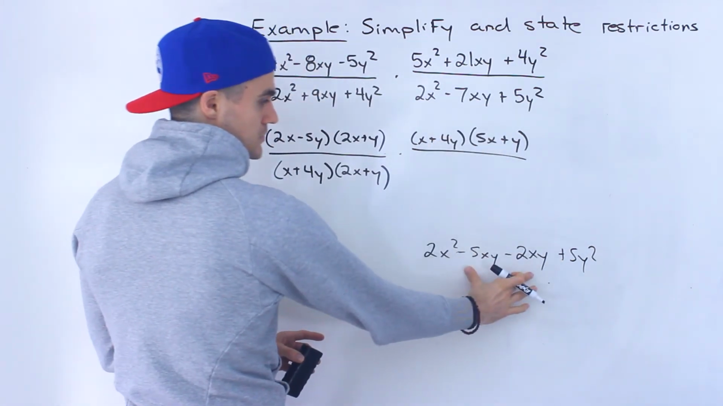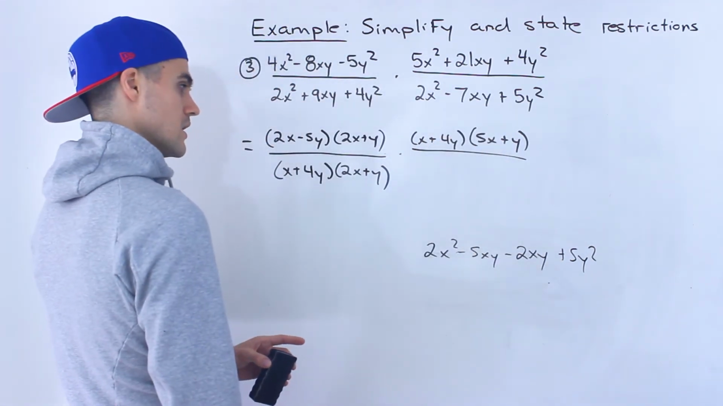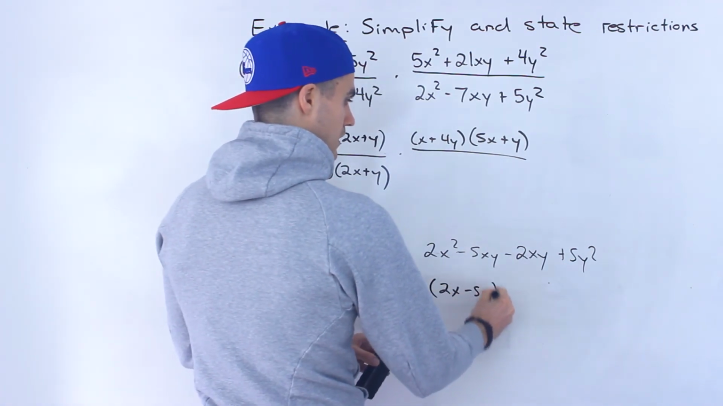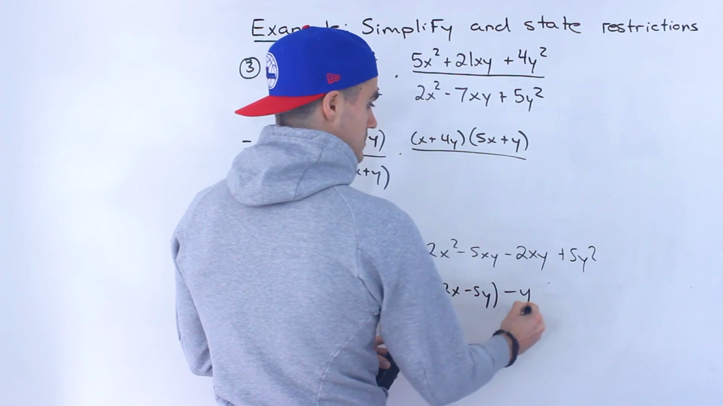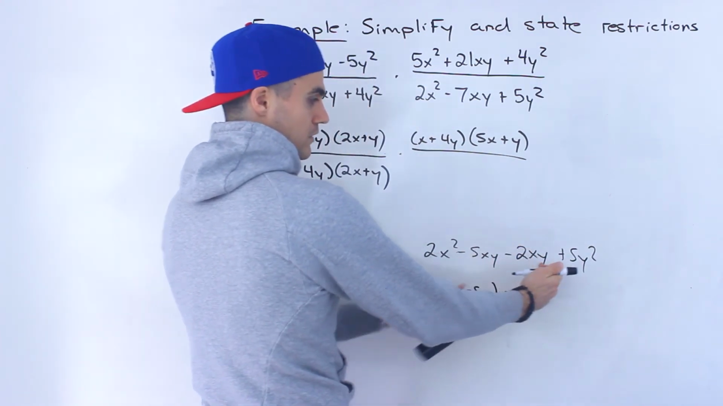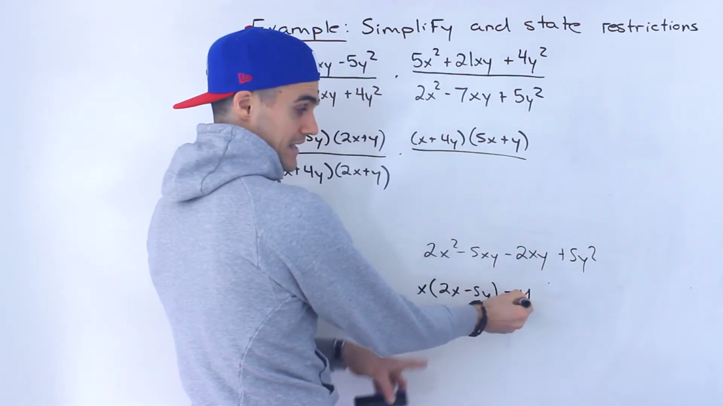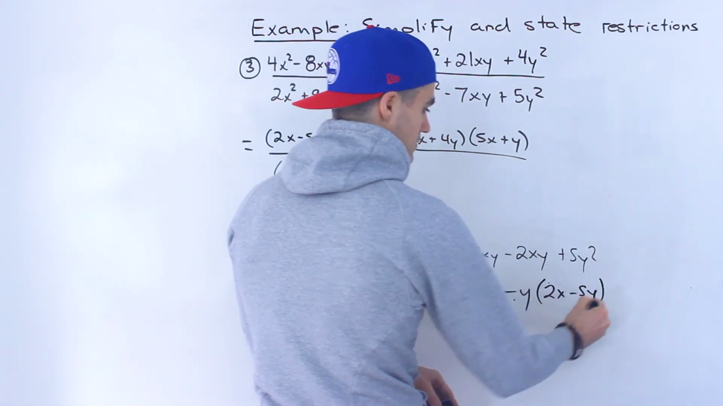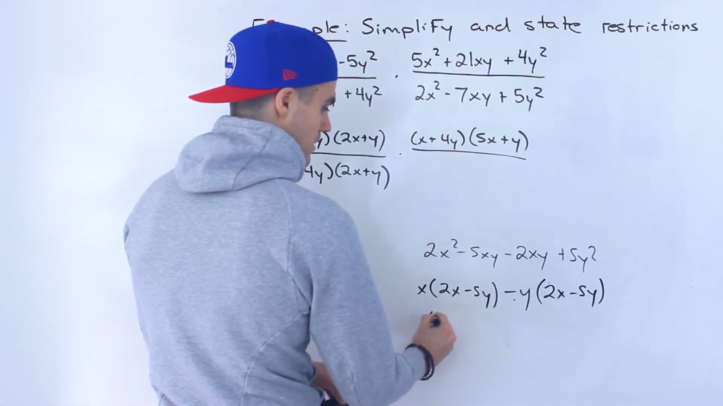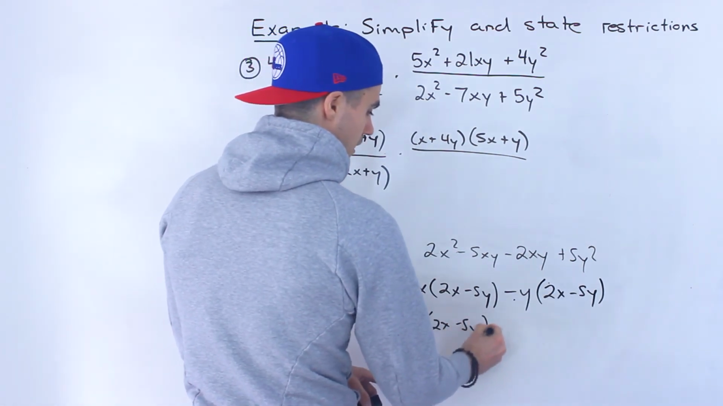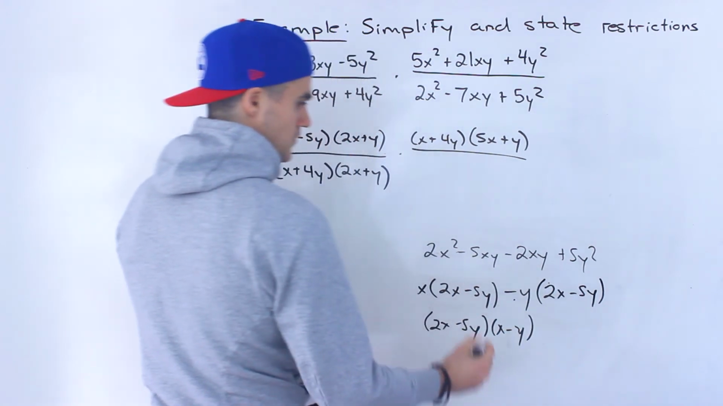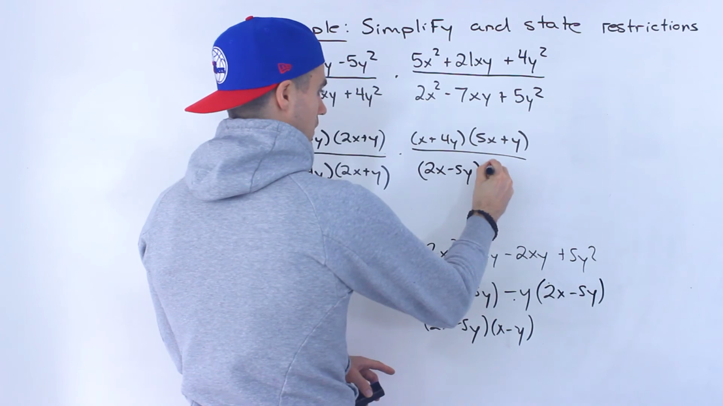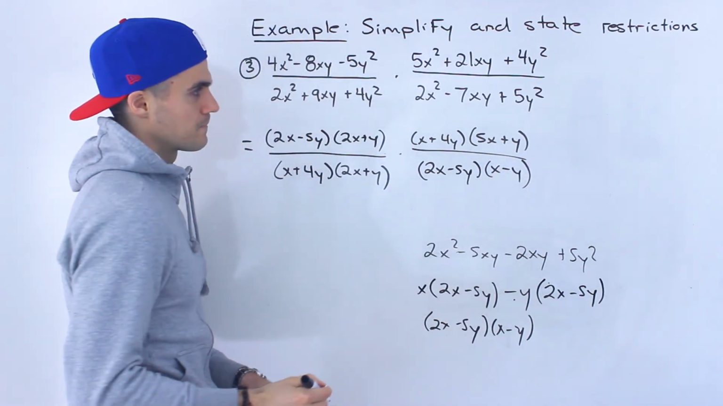Took this -7xy, decomposed it to those two. And then factor by grouping, take out an x. And then over here, we could take out a minus y. If this is negative, what you're going to factor out is always going to be a negative value. So this would be 2x minus 5y, like that. Take out the 2x minus 5y, and then we're left with an x minus y. So this here, we'd be left with 2x minus 5y, x minus y.